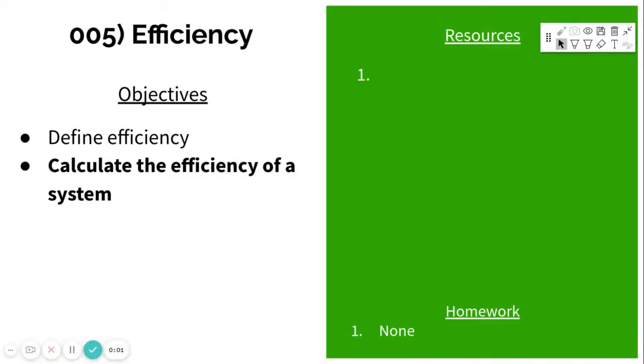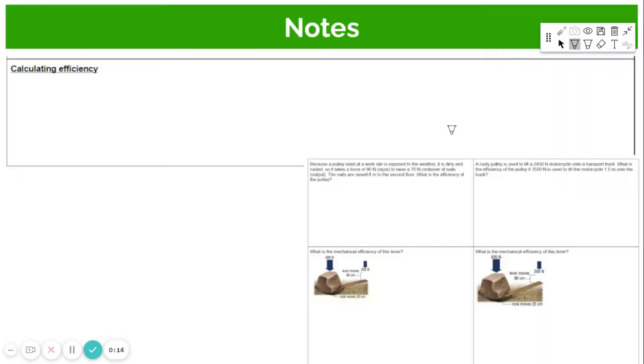All right, so we're going to calculate the efficiency of a system. So remember, efficiency is just a way of measuring how much energy you put in and how much work you get out. Okay, so it's just a way of comparing two things. For this, we're going to be calculating efficiency. So all the notes should fit into this block. And here are some example questions that you're going to calculate on.